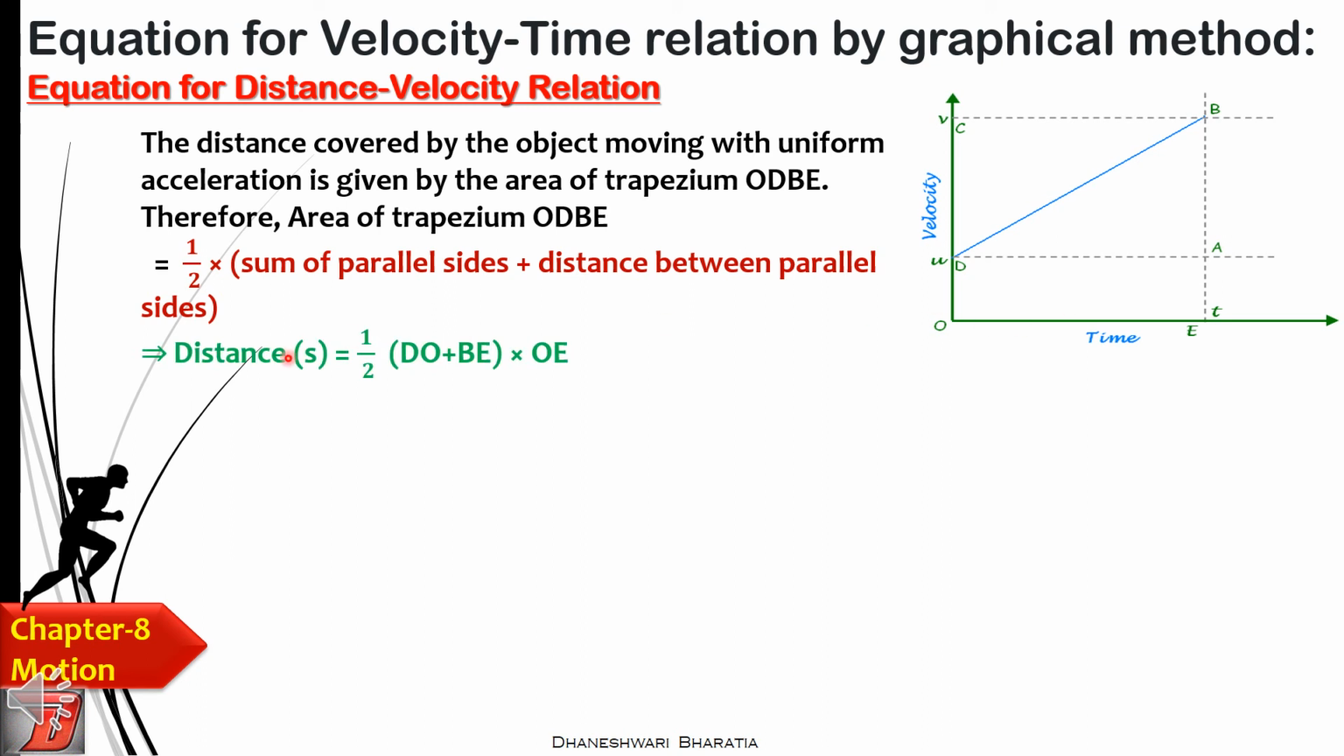So what will be the substitution to this formula? Distance is denoted by S. So distance is equal to half OD plus BE into OE, which is the distance between the parallel sides, isn't it? Now we know the value of OD, it is U. What is the value of BE? It is equal to OC. OC क्या है? It is V. So it will become U plus V. And what is OE? It is T, isn't it? Have a look at this. U plus V कहाँ से आया पता चला आपको? T कहाँ से आया पता चला?